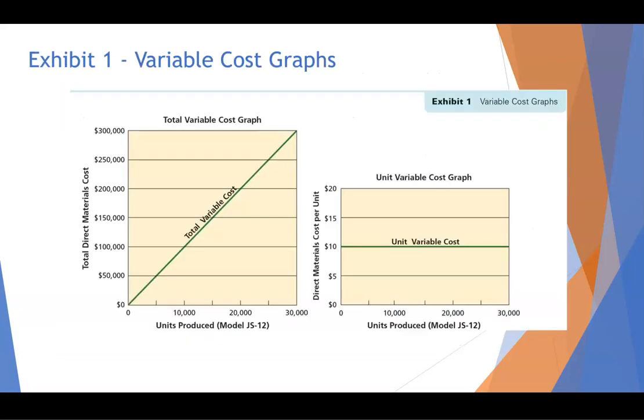This slide right here shows how the variable cost of the direct materials for the model JS12 behaves in total and on a per unit basis as the production changes. For Jason Sound, units produced is the activity base. For model JS12, the cost per unit is $10. The direct material cost for 10,000 units is $100,000, which is twice the direct material cost for just 5,000 units.